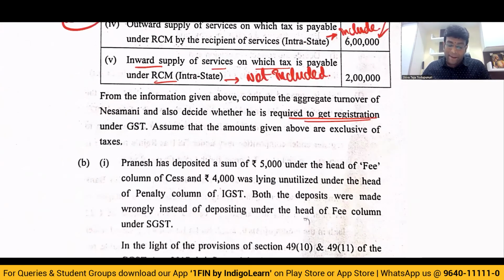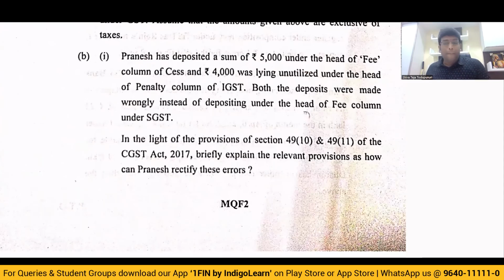Next point. Come on, guys. Pranesh has deposited a sum of 5,000 rupees under the head of fee column of cess, and 4,000 was lying unutilized under the head of penalty column of IGST. Both the deposits were made wrongly instead of deposit under the head of fee column under SGST.